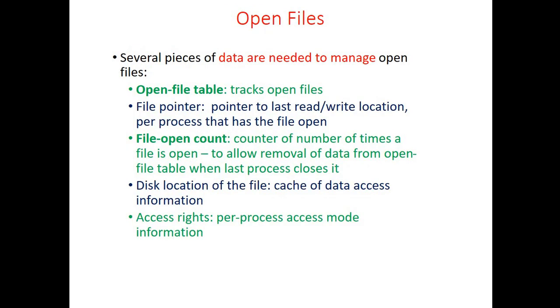Open files. Several pieces of data are needed to manage open files. The open file table is used to keep track of the open files. A file pointer is maintained by the open file table. This file pointer points to the last read or write location within the file. This file pointer will be maintained for each process that has opened that file. File open count is used to represent how many processes have opened that file.